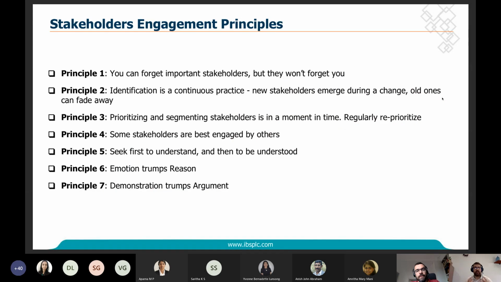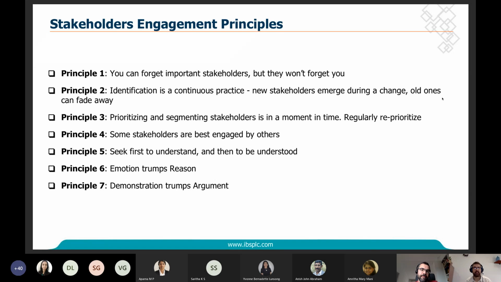Okay, so there are some engagement principles that we'd like to introduce when we're thinking about the stakeholders. The first principle is that you can forget about important stakeholders, but they will not forget you. Second principle, and remember, stakeholders is everyone that is affected by the change: identification is a continuous practice. New stakeholders emerge during a change, old ones can fade away. So you don't do this once, but you keep doing it repeatedly.